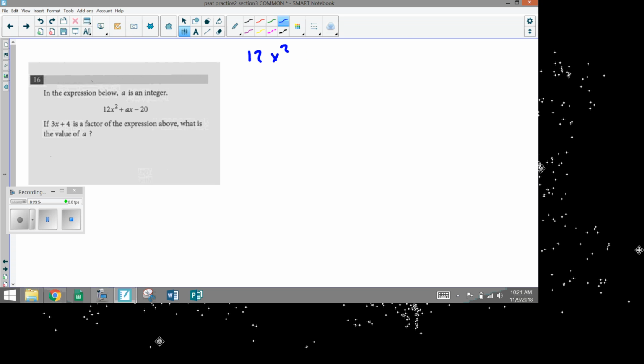12x squared plus ax minus 20. So one of the factors is given. This is equal to 3x plus 4 times something like this. Okay? Now, one of them is given here: 3x and 4. I just need to get another couple, correct? So now, 4 times what gives me that? What is it?